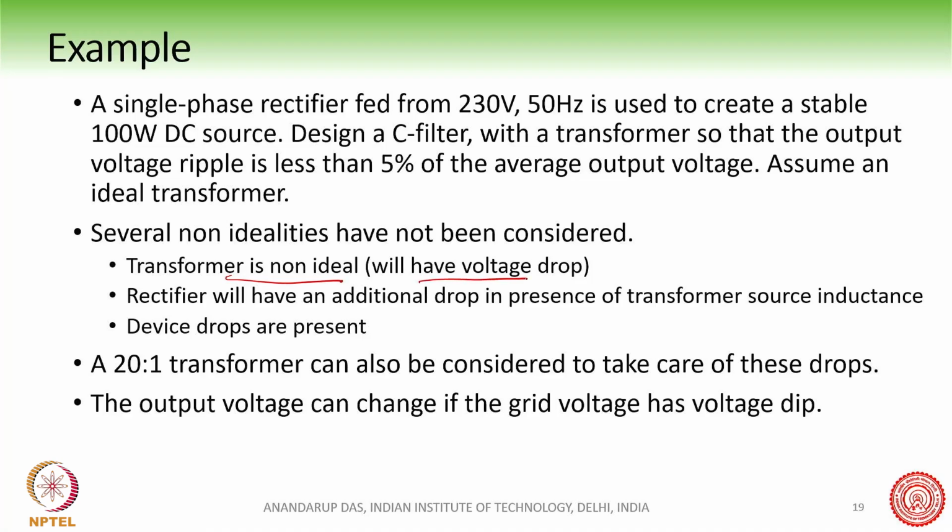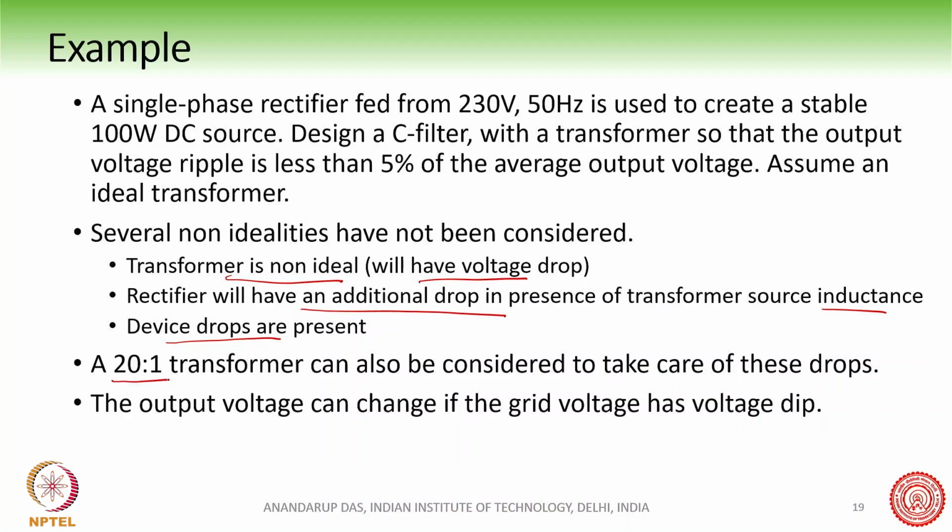It will have a series voltage drop, right? So rectifiers will have additional drop in presence of transformer source inductance. The transformer source inductance causes the output voltage to fall a little bit. The diodes are not ideal, so diodes have a device drop. If you consider all these non-idealities, it may be useful.